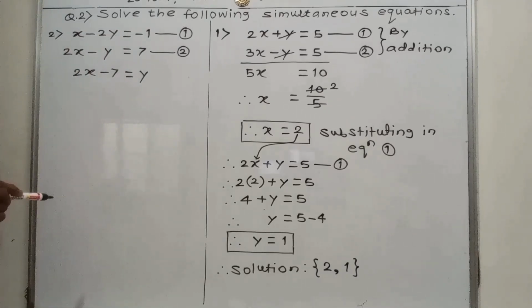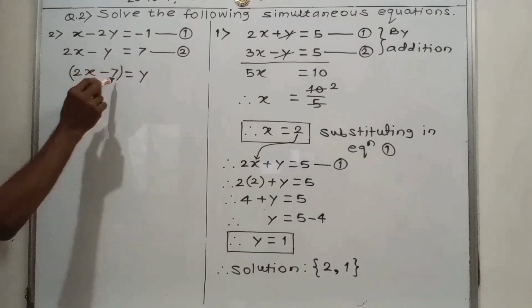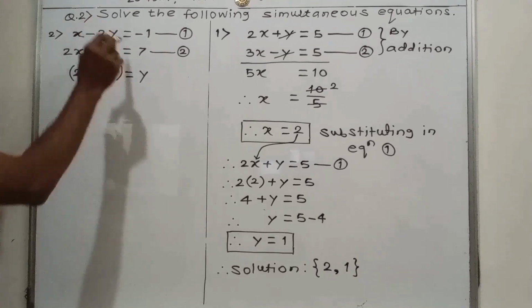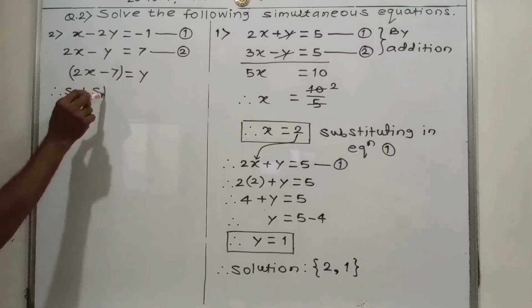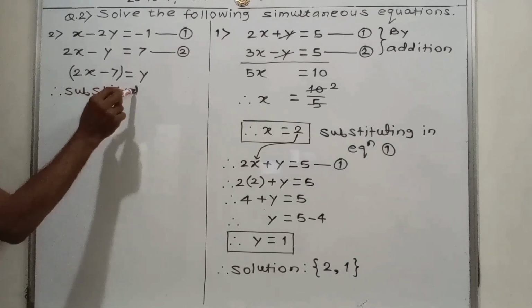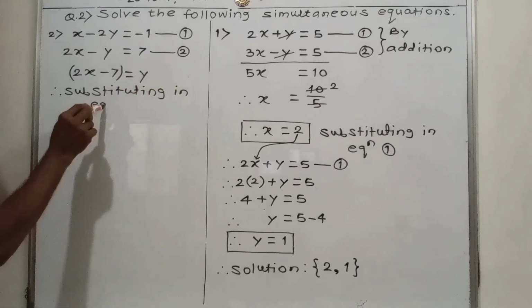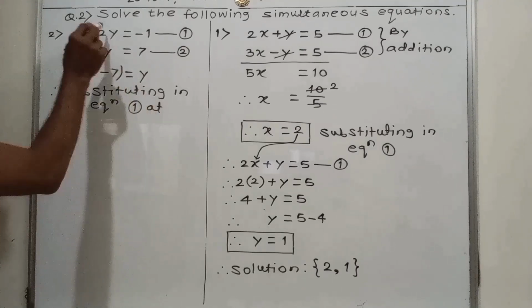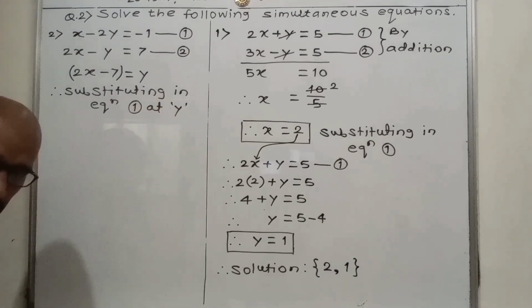Now value of y we substitute in equation 1 at y. Did you get it? We put value of y. What is value of y? 2x minus 7 in equation 1 at y. Therefore, substituting in equation 1 at y. Did you get it?